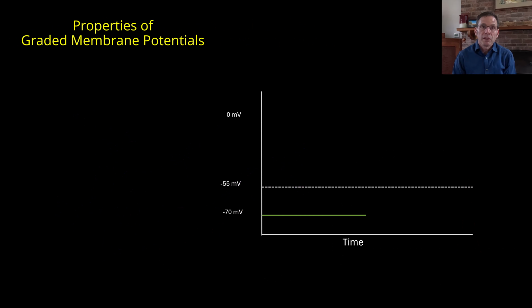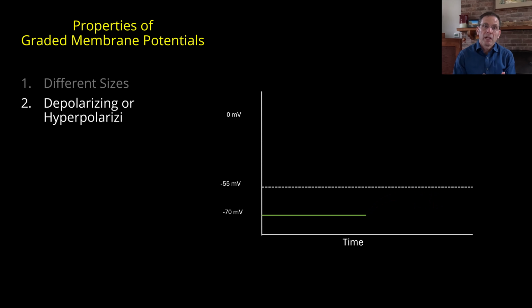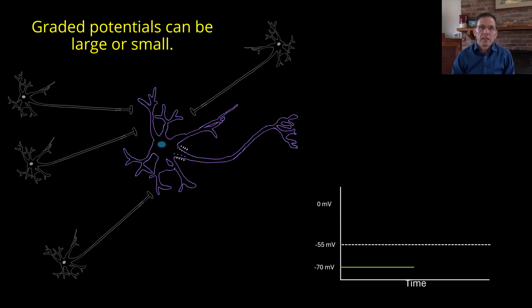Graded membrane potentials have two properties. First, graded membrane potentials are different sizes. They can be larger or smaller. Second, graded membrane potentials can make the voltage inside the cell more positive or more negative. Let's start with different sizes.